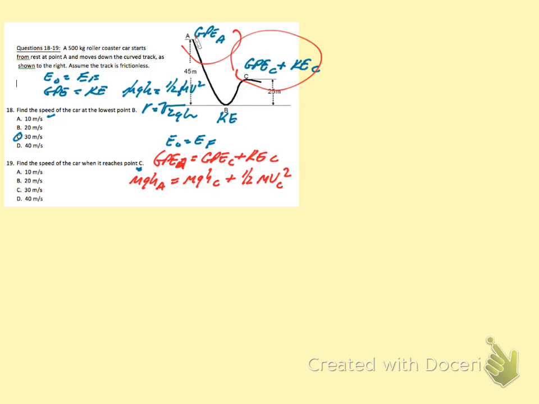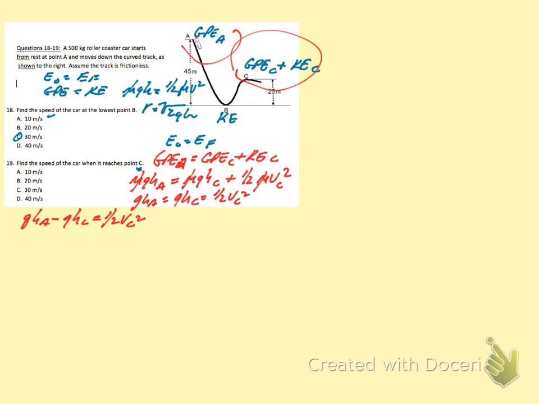Well, we can see that we have mass in each of the components of the equation, so we could divide by mass on both sides and just eliminate the mass. Mass over mass is 1. We're left with g h_A equals g h_C plus 1/2 v_C squared. So what we could do is subtract g h_C from both sides, and we're going to get g h_A minus g h_C equals 1/2 v_C squared.